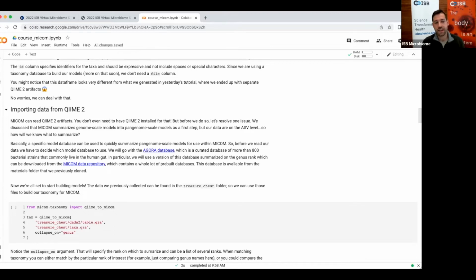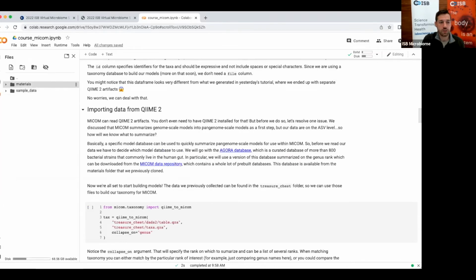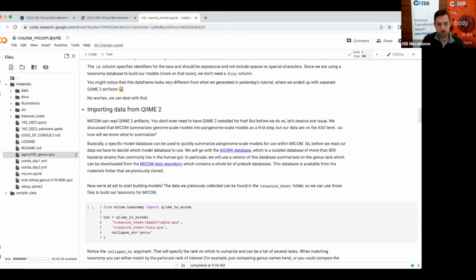This Agora database can be downloaded from the Mycom data repository if you're interested in using it further. But we also copied that over from our GitHub repository earlier, so we don't need to worry about downloading that ourselves. It should be in our materials folder on the left-hand side in your file explorer. You see it right here, Agora 103_genus, and that's also a Chime artifact.